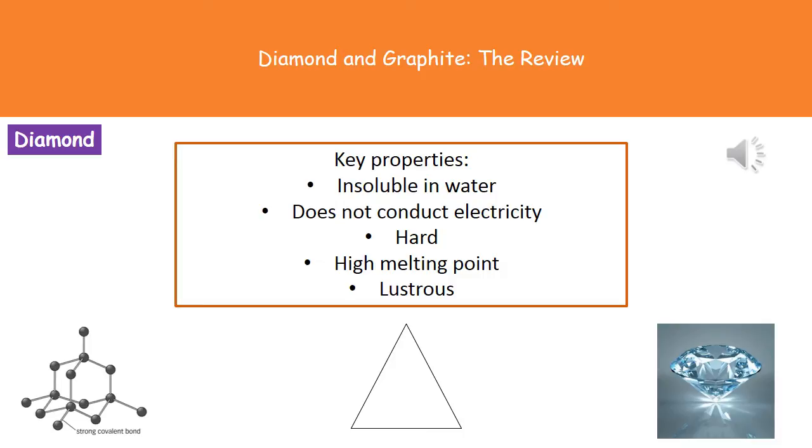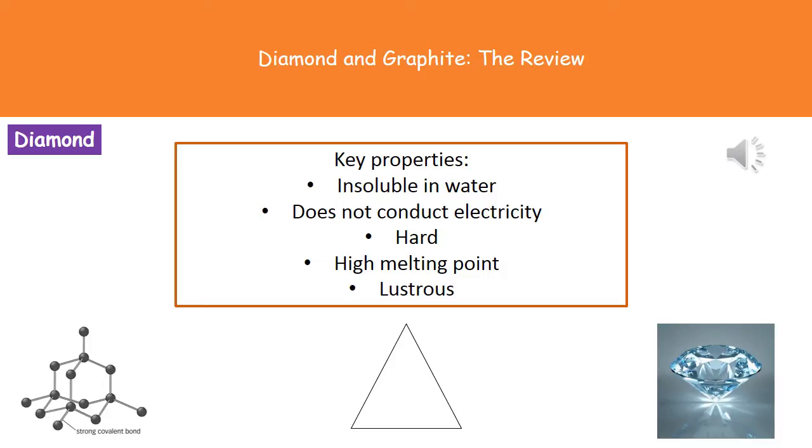So thinking about diamond first of all then, we've got to remember those 5 key properties that you can see. So the first one is that it's insoluble in water, so that means it doesn't dissolve in water. Second is that it does not conduct electricity. It's hard, it has a high melting point, and it's lustrous, which basically means it's nice and shiny.